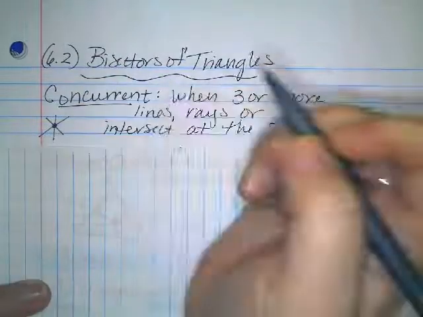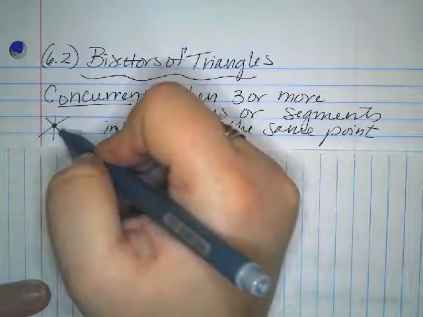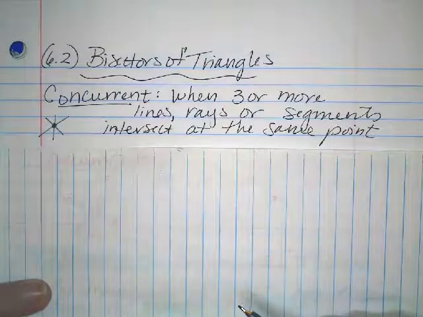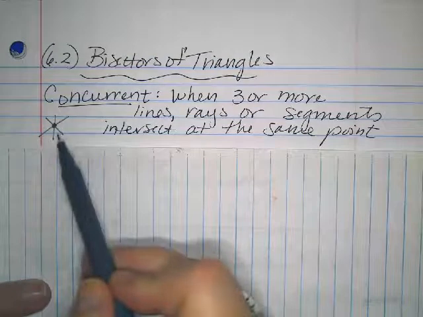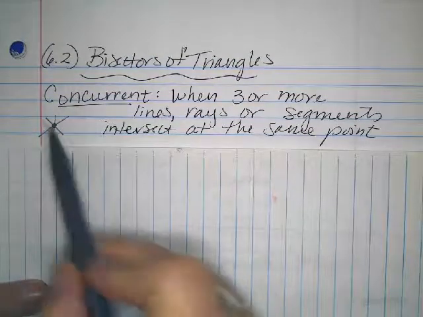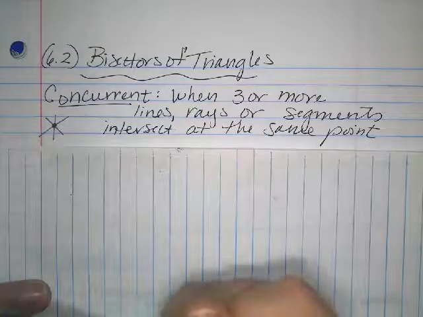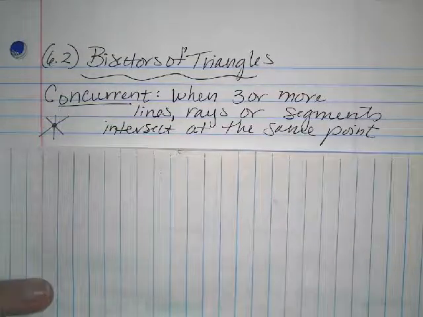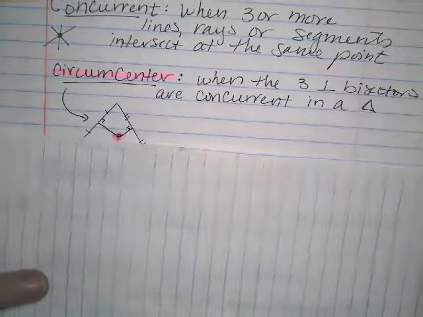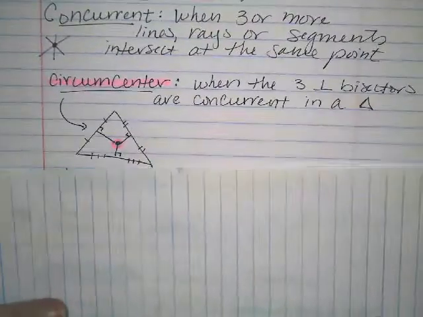This little guy right here is the point of concurrency. They're going to refer to that. So when you see the point of concurrency, it just means where three or more lines, rays, or segments meet. That's the point that they're talking about. Okay? And the first point of concurrency that we're going to learn about today is called the circumcenter.